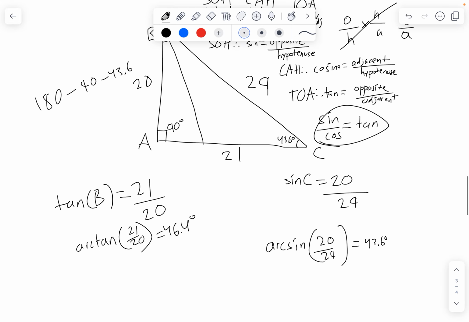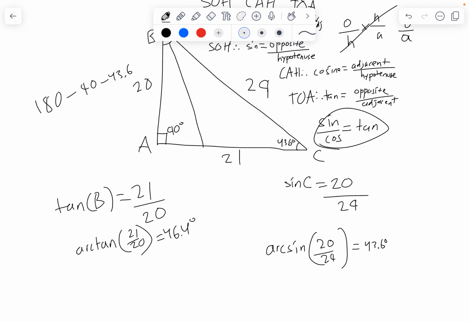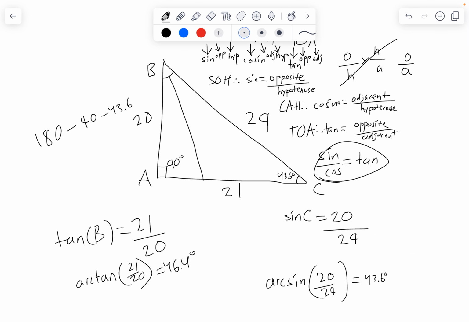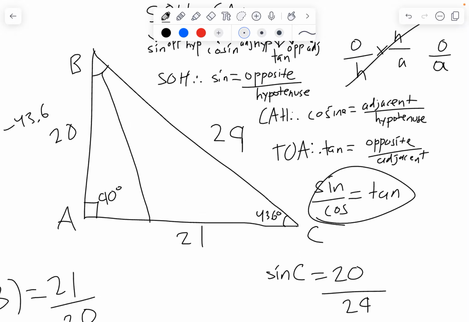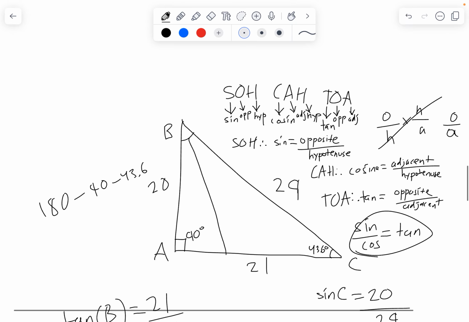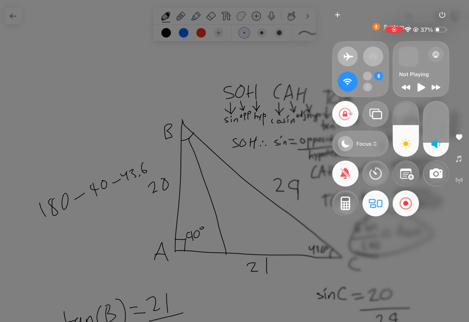And now if we go ahead and add up 46.4 plus 43.6, which equals, some quick maths, 90, yay. Add another 90 for A, which equals 180, the total degrees of a triangle. And there you have it. There's some basic problems with sine, cosine, tan. They get a little bit more complicated as you go on, but these are the fundamentals that you will need going forward. I hope you enjoy it and come back for more IB math videos.